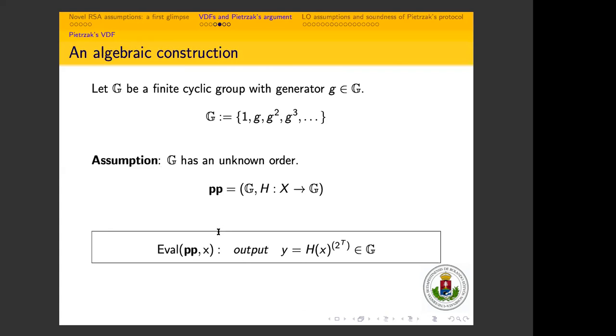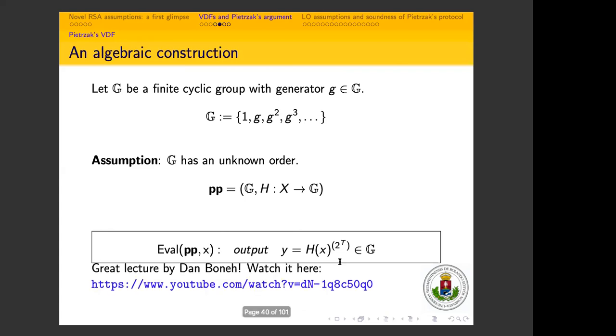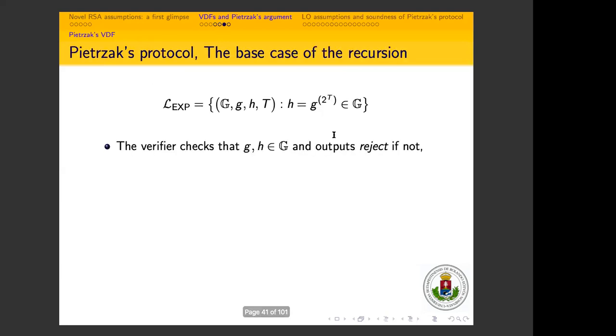And the main question is, how can we verify efficiently in O(log T) that this evaluation was carried out correctly? There's a nice video on YouTube, recorded last year at Stanford by Dan Boneh. But let me quickly describe the protocol of Pietrzak. It's really nice. It's a recursive protocol.